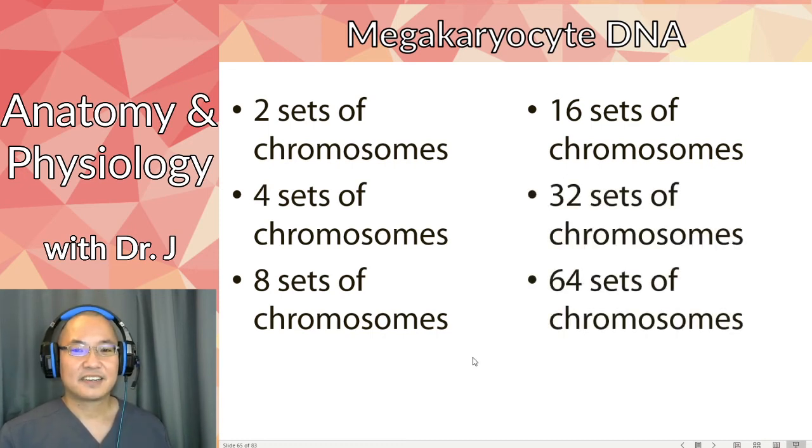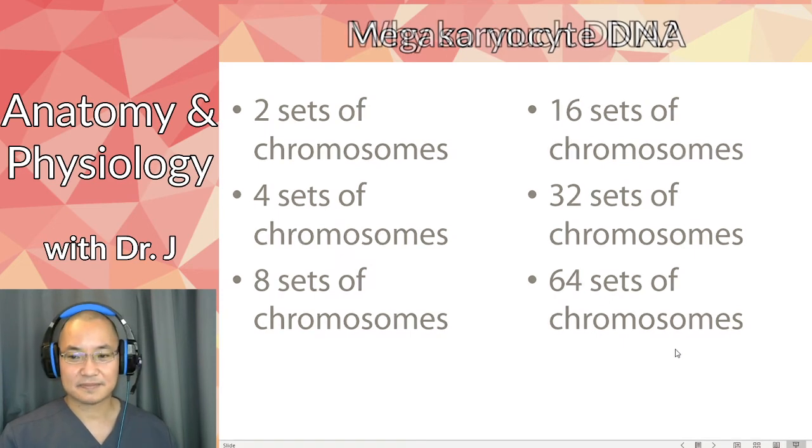So the thing is that megakaryocytes, compared to a normal somatic cell, in other words, something that's not a sperm or an egg, compared to most of the cells in your body, which have 2 sets, megakaryocytes can have multiple sets of chromosomes due to duplicating their chromosomes over and over again, but not dividing them between 2 cells.